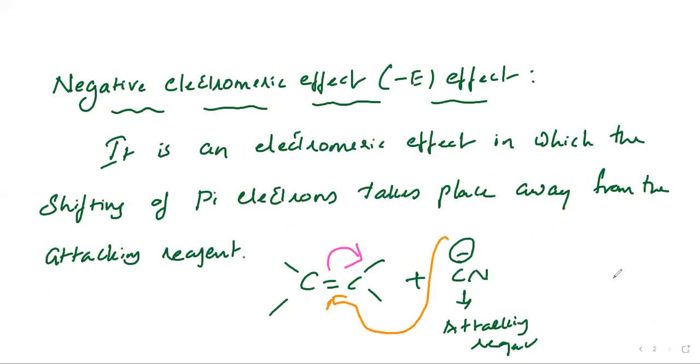The pi electrons are shifting away from the attacking reagent. It is shifting towards the carbon, students. In fact, the pi electrons are shifting towards the carbon. Understood? The pi electrons are shifted towards the carbon here.